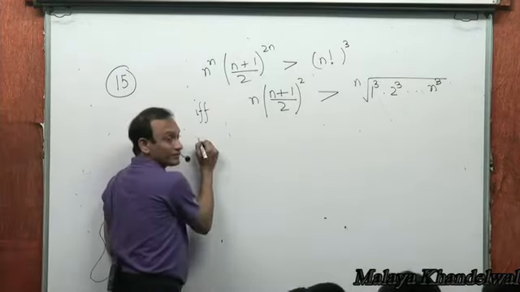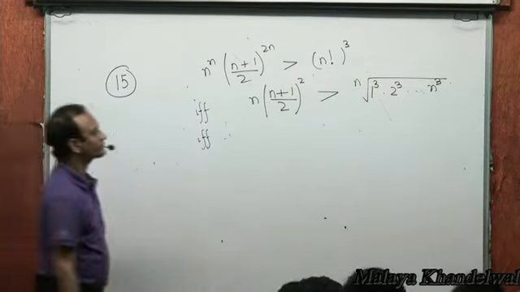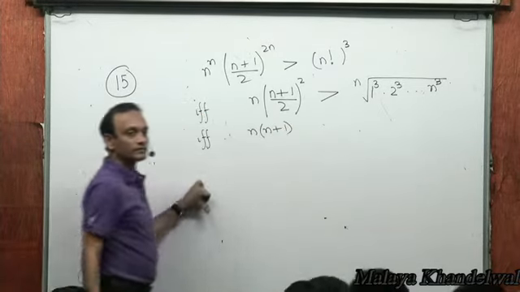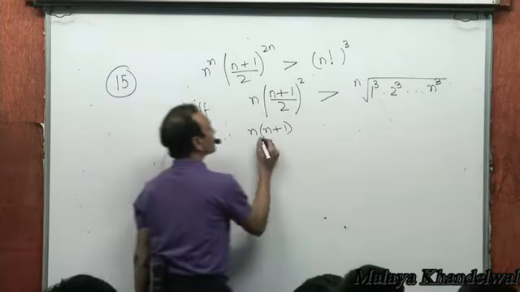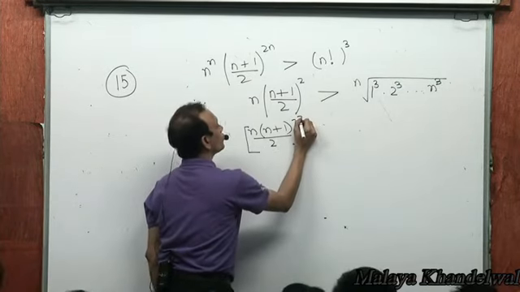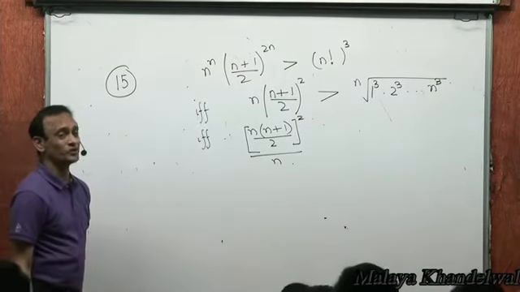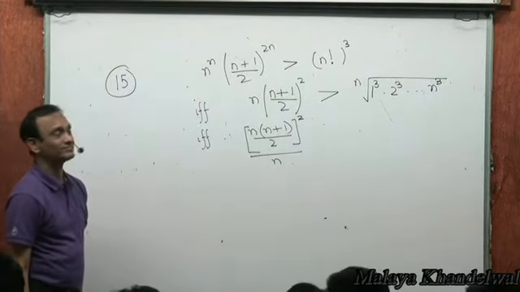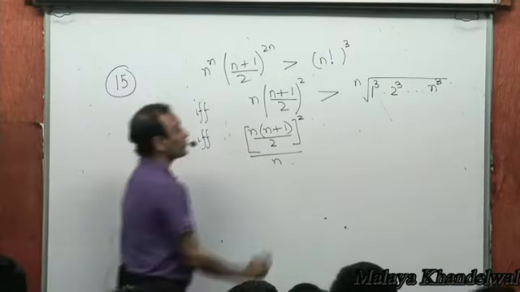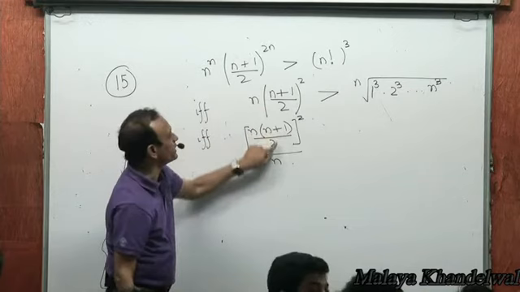Now, this is like n into n plus 1 by 2 whole squared divided by n. Yes or no? Right? Look, this n square by n will be n, and n plus 1 by 2 whole squared.